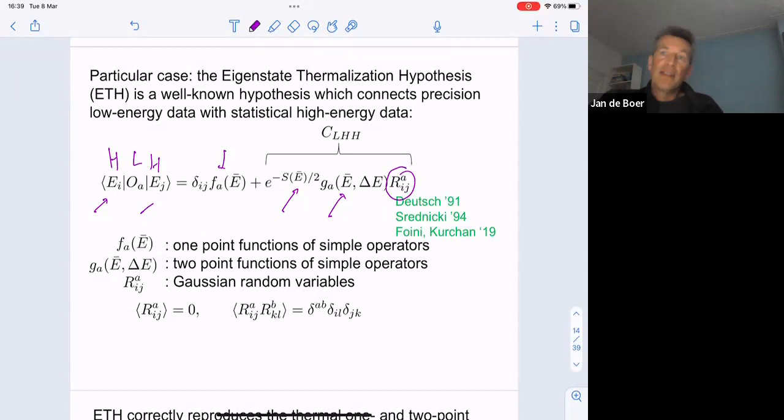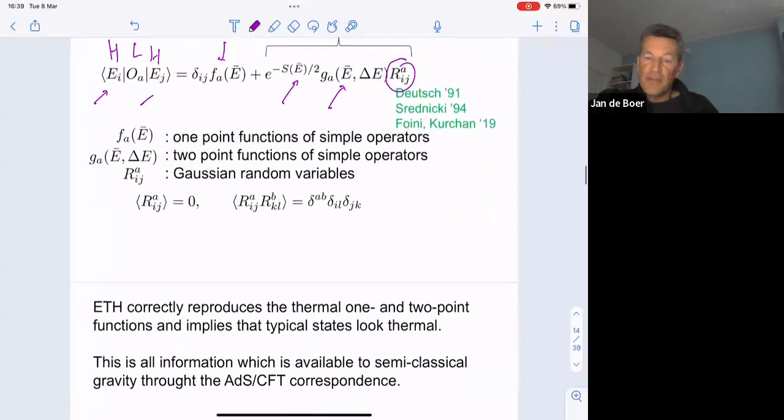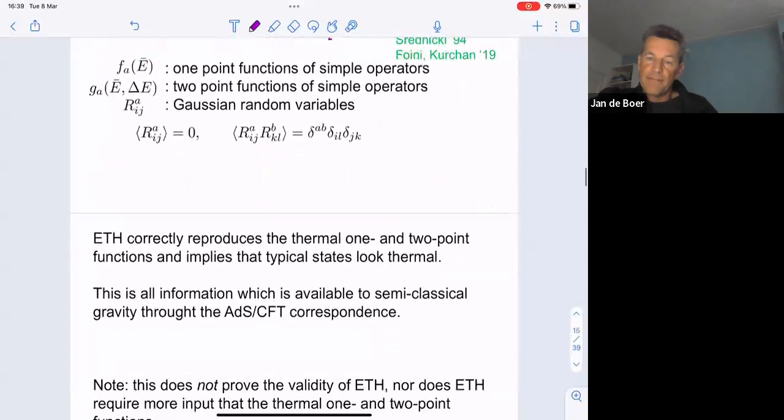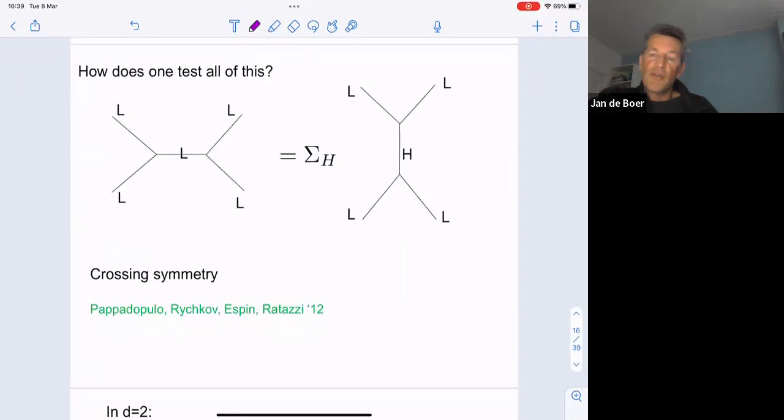You can even write down ETH in an integrable theory, and you would still not find any obvious disagreement with the thermal one- and two-point functions. What you would find disagreement with is the observation that all typical states look thermal. That is certainly not true in an integrable theory, and that probably requires a chaotic theory. So how do you test these types of ideas? How can you find evidence for these types of theories?